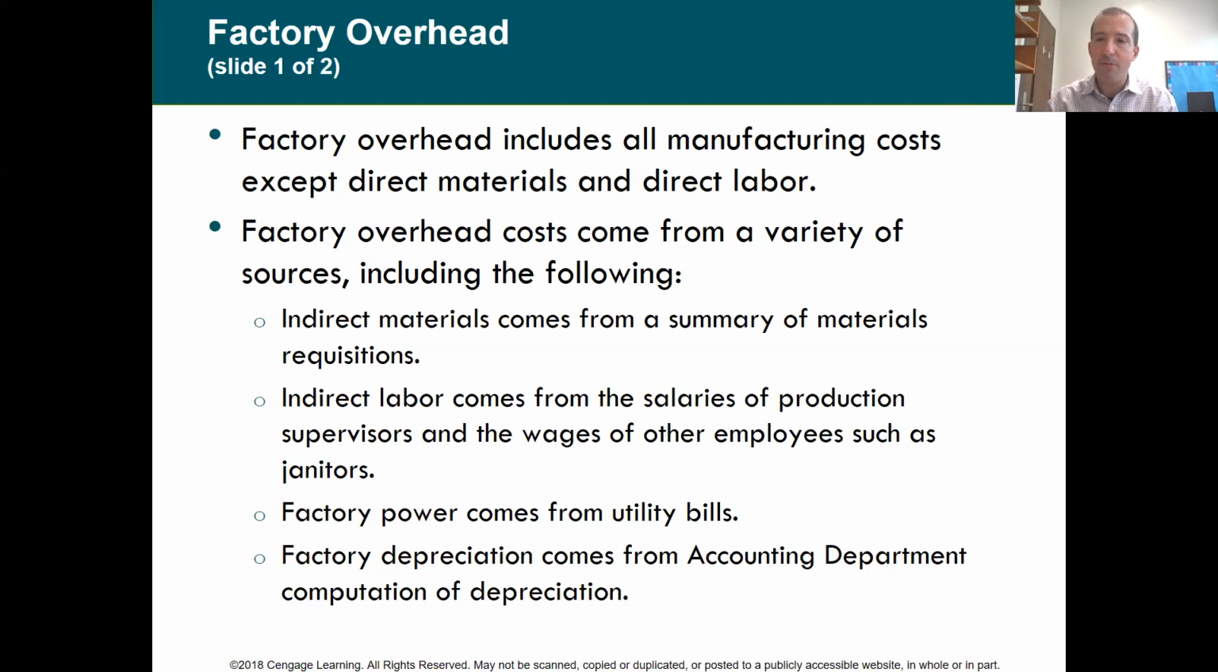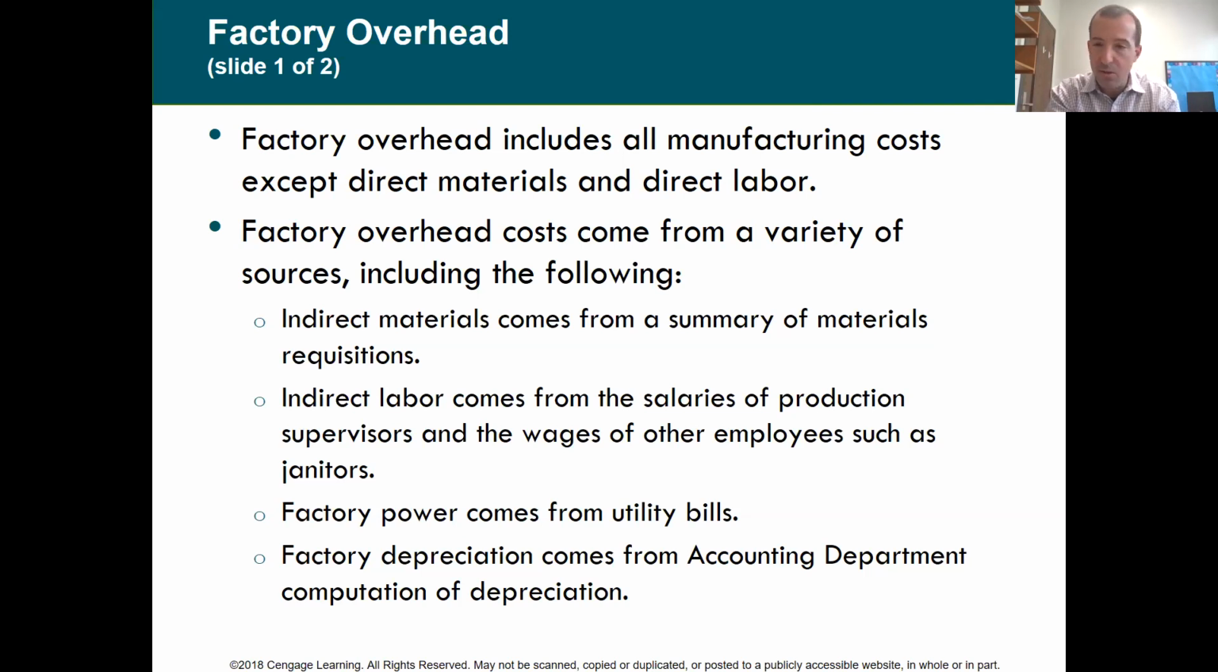But overhead is a little bit different. Overhead are things that we can't directly attribute to a product or a job, but they're costs that are needed in order to produce this item. So things like electricity, things like rent, depreciation of a building, these are all associated with overhead. So as we accumulate these costs, we're going to debit this overhead account, and we're going to accumulate all these costs.